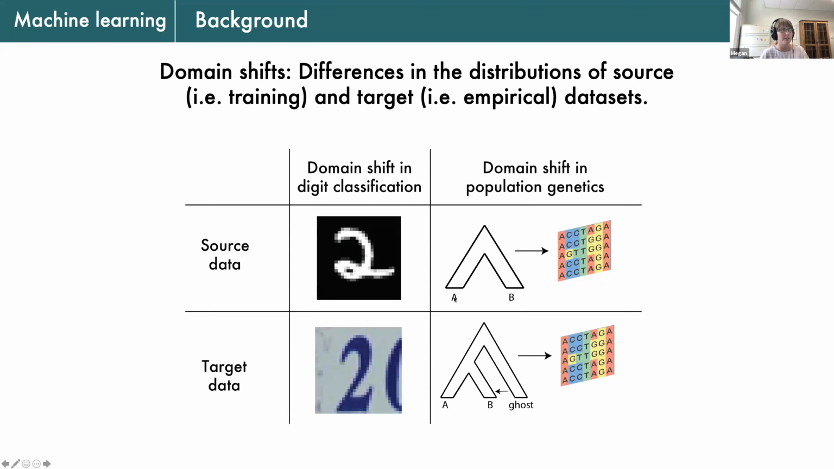In population genetics, our source data perhaps was generated under a simple model with divergence between 2 populations. But let's imagine that in our actual empirical data set, there's gene flow from an unsampled population into one of those 2 populations. We call this ghost introgression, and it leads to a difference in the distribution between our source and target data sets.